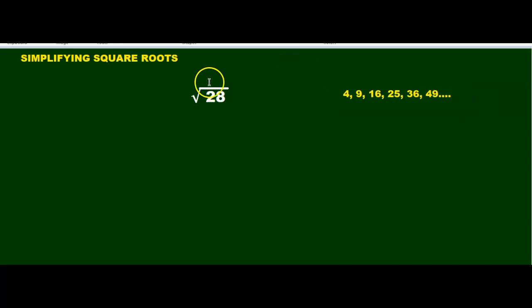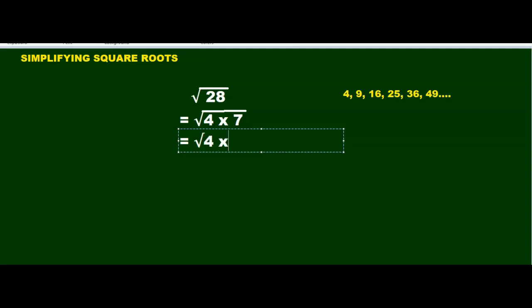So, looking back at our square root of 28, what are our factors of 28 that are perfect squares? We can say that, well, 4 is a factor of 28 and 4 is a perfect square. So we can say that 4 times 7 is 28. Now we can further split our radical into two separate radicals. So if we say the square root of 4 times 7, we can also say that it is the square root of 4 times the square root of 7.